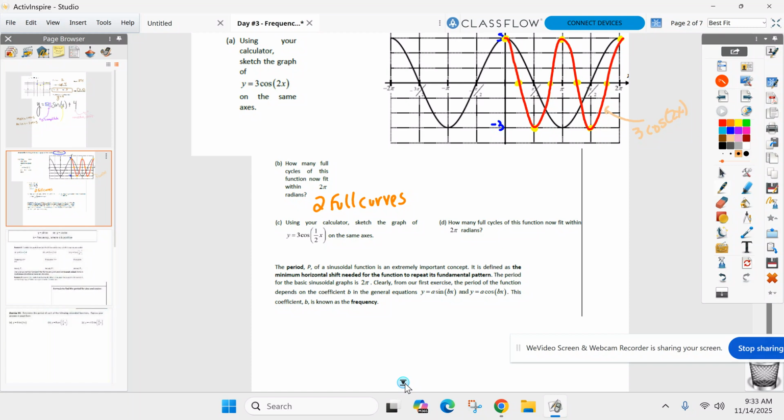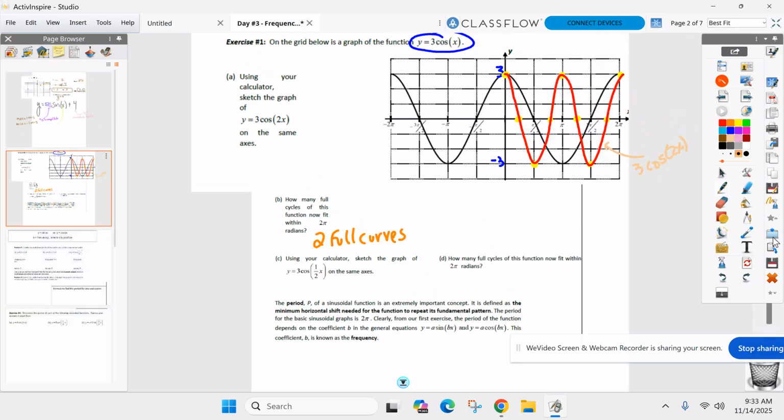Okay, everyone ready for the next one? What is 3 cosine 1/2 x going to look like? All right, ready? Take your colored pencil. We will still start at the max. At pi is your midline. And at 2 pi is your minimum, -3. That's all I'm giving you.